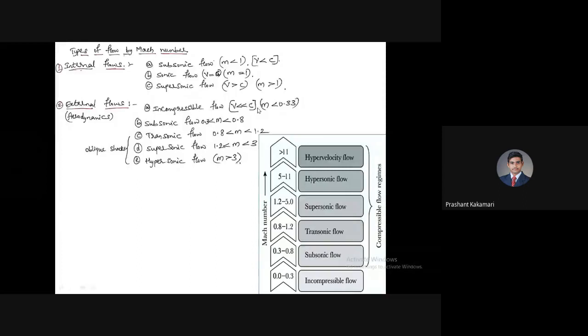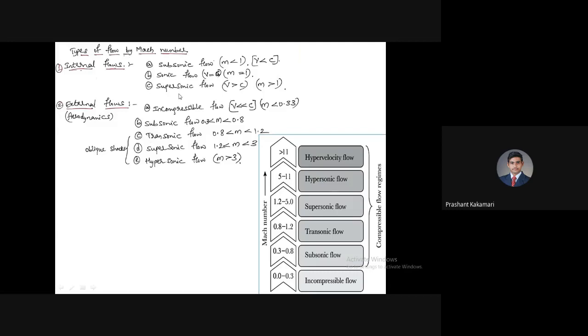This chart you can see is also classified by two different flows. One is internal flow, one is external flow. If you go by internal flow, like pipes and ducts we have studied in the syllabus, in the pipe or the ducts, if it is flowing, depending upon this Mach number, as I told just now, we are going to classify it as subsonic, sonic and supersonic flows.